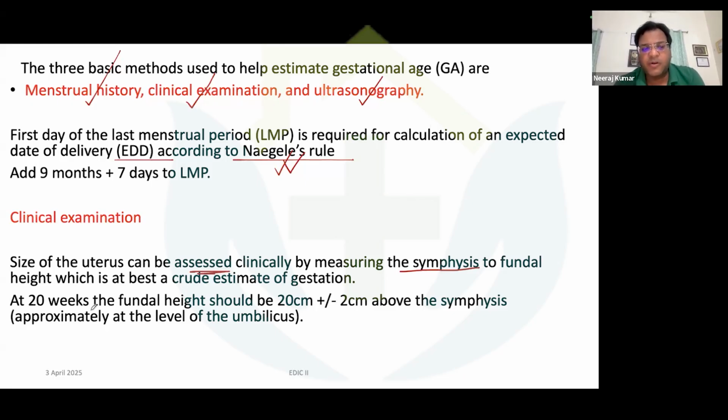It means if you are doing the clinical examination at 20 weeks of pregnancy, the fundal height should be 20 plus or minus 2 centimeters. So it may be either 18 centimeters or 22 centimeters above the symphysis, which approximately corresponds to the level of the umbilicus. So this is another part, the clinical examination.